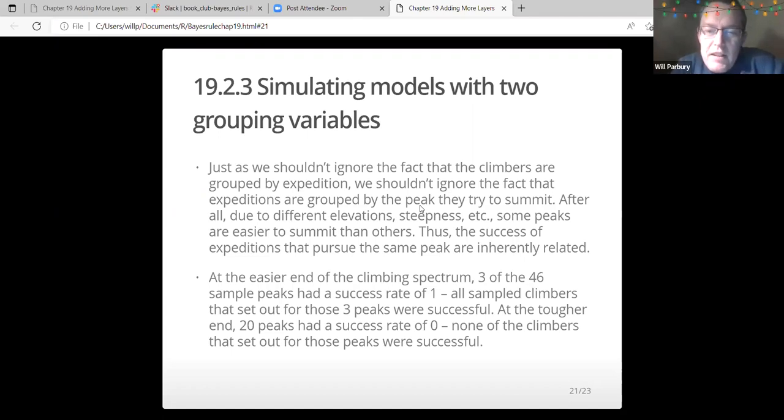Okay, so at the easier end of the climbing spectrum, three of the 46 sample peaks had a success rate of one. All the sample climbers that set out for those three peaks were successful. At the tougher end, 20 peaks had a success rate of zero. None of the climbers who set out for those peaks were successful, right?